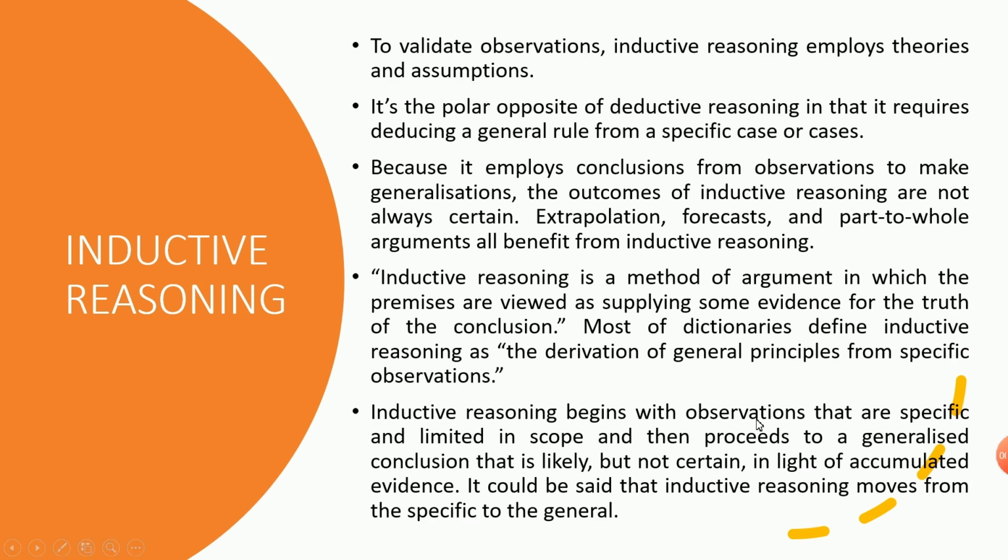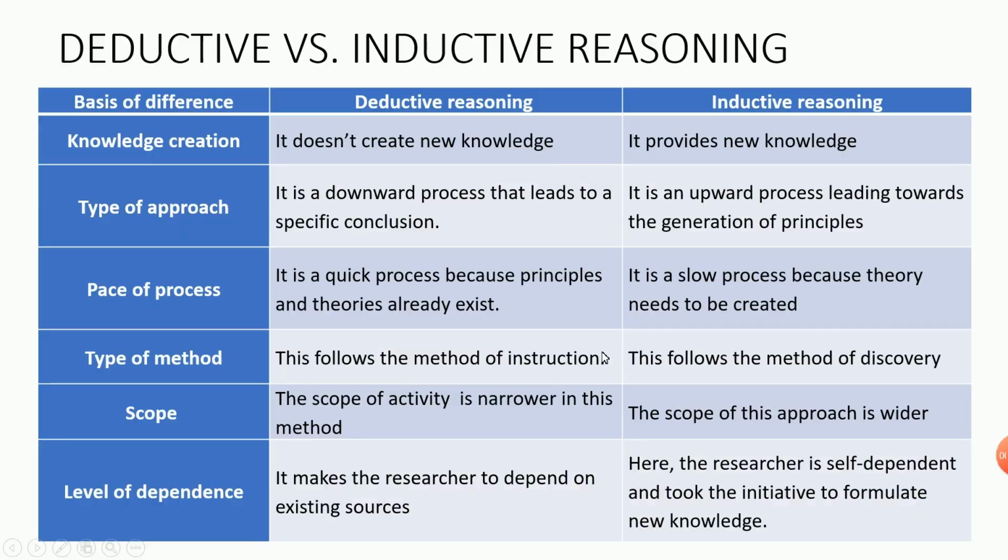Inductive reasoning begins with observations that are specific and limited in scope. Then it proceeds to a generalized conclusion that is likely but not certain in light of accumulated evidence. We are observing certain things, the observations are very limited to a certain point, and based on those observations we are making a generalized conclusion. That conclusion may be certain or not certain. Both are possible. Based on that evidence we are forming a generalized conclusion. That's inductive reasoning.